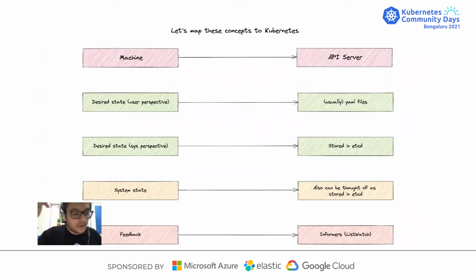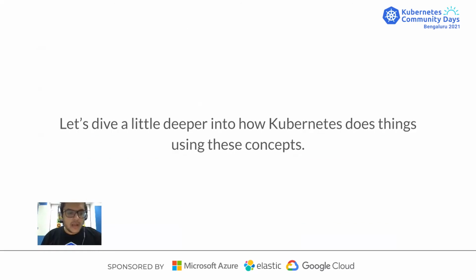And feedback in Kubernetes is received using something known as informers. So whenever something is created or deleted or updated, that particular feedback event is received through informers, and the controller has logic to react to some of these events. So if something is created, what should I perform to make sure that I'm doing my job correctly? So feedback is received in terms of informers. So let's dive a little deeper into how Kubernetes does things using these concepts.